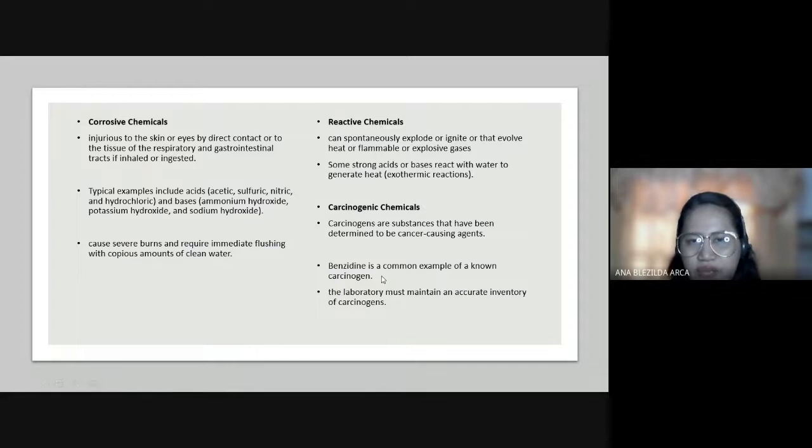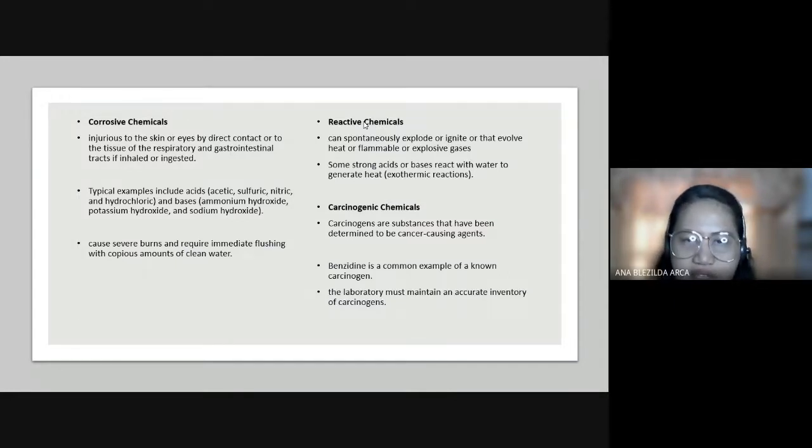Okay? Another one is the reactive chemical. When you say reactive chemical, ito yung mga chemicals na basta-basta na lang siyang merong explosion or ignition, 'di ba? Hindi mo siya ginagalaw pero bigla na lang siyang sumabog. Okay? So, they can spontaneously explode or ignite.